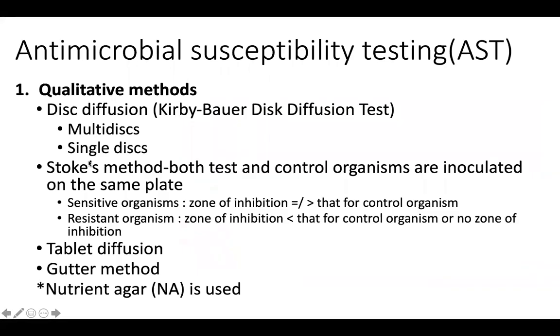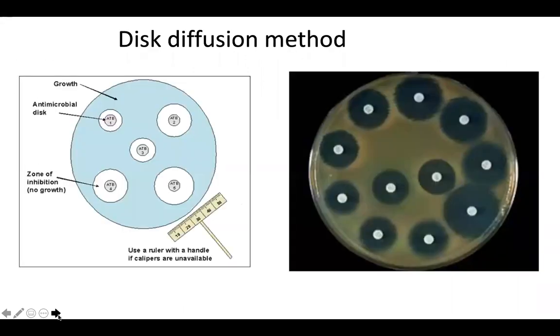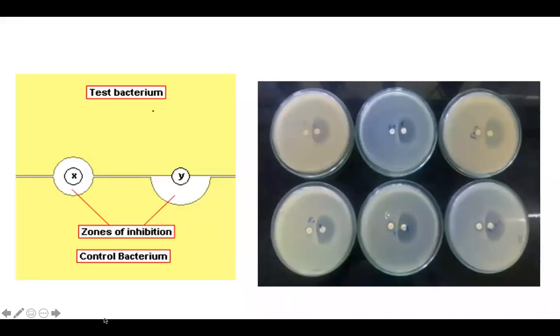We don't use it much, but it's important to understand it. For the Stokes method, you can read this later. For the sensitive organisms, the zone of inhibition is equal to or greater than that for the control organism. Then you have the resistant organism, where the zone of inhibition is less than that for the control organism. Now, nutrient agar is used. There's a note there. If you remember from that lecture, nutrient agar is a basic medium.